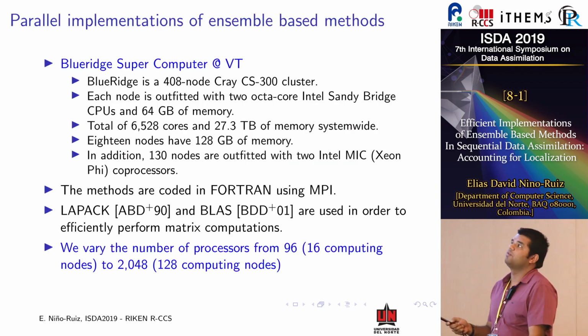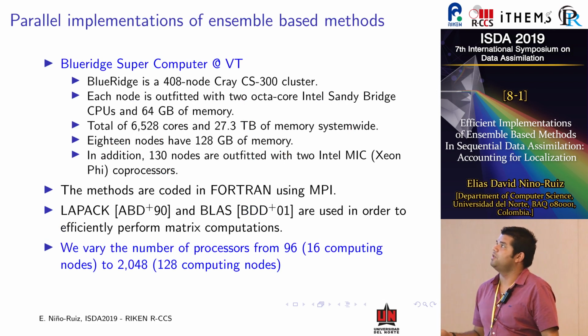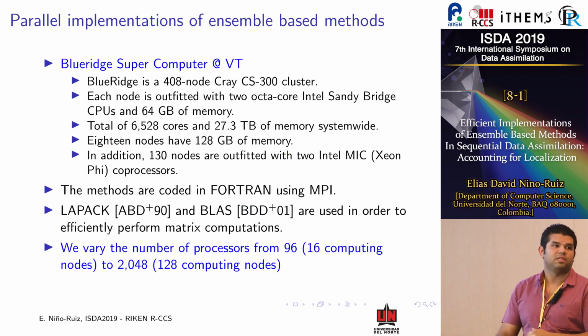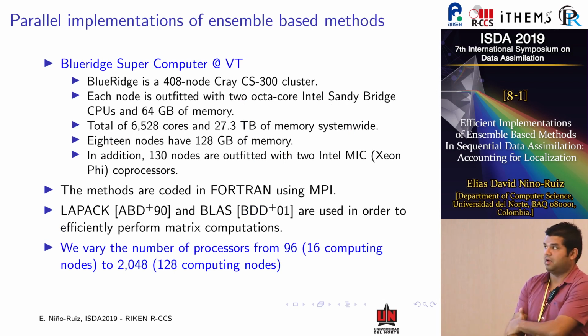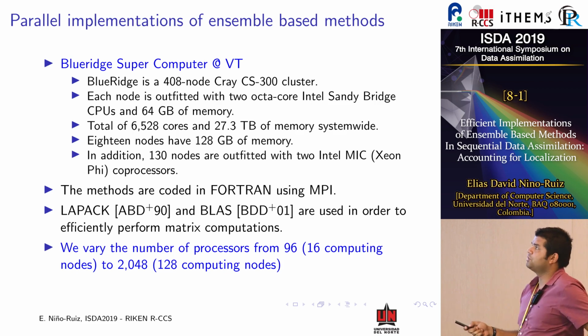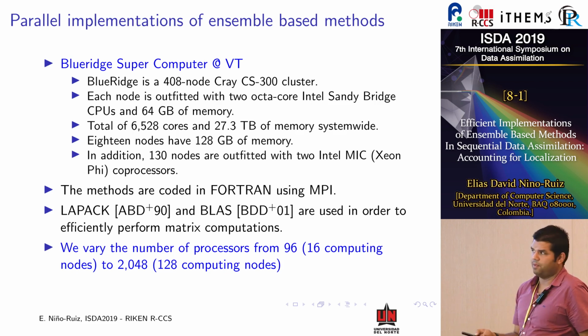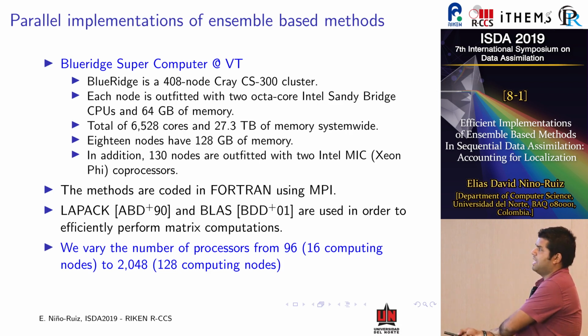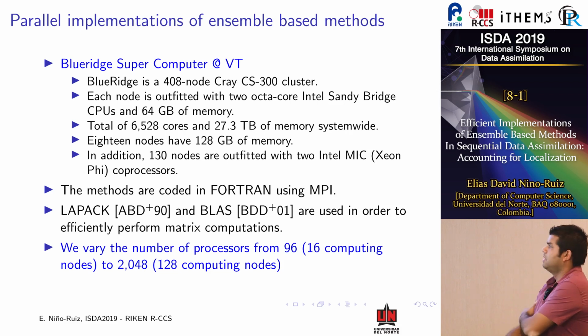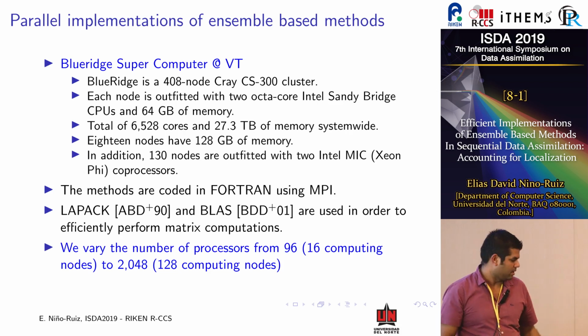Also, something very important here is how these methods can be easily implemented in parallel scenarios. I make use of the Blue Ridge supercomputer at Virginia Tech. The methods are coded in Fortran. I'm using MPI, and I use LAPACK and BLAS in order to speed up the computations. We vary the number of processors from 96, 16 computing nodes, to 2048, 128 computing nodes.